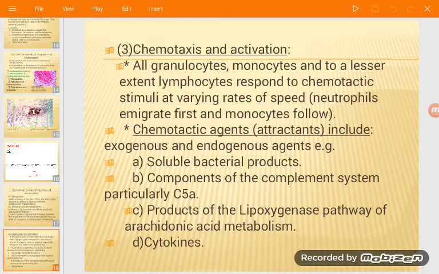Chemotaxis and activation: all granulocytes and monocytes, and to a lesser extent lymphocytes, respond to chemotactic agents. They will be attracted by the chemotactic agent to the area of damage. These chemotactic agents include 2 or 4 chemotactants. First, soluble bacterial products. Any bacterial product can act as a chemotactant to the leukocytes. Then components of complement like C5a, products of lipooxygenase like leukotrienes, and cytokines also attract the cell to the area of damage.